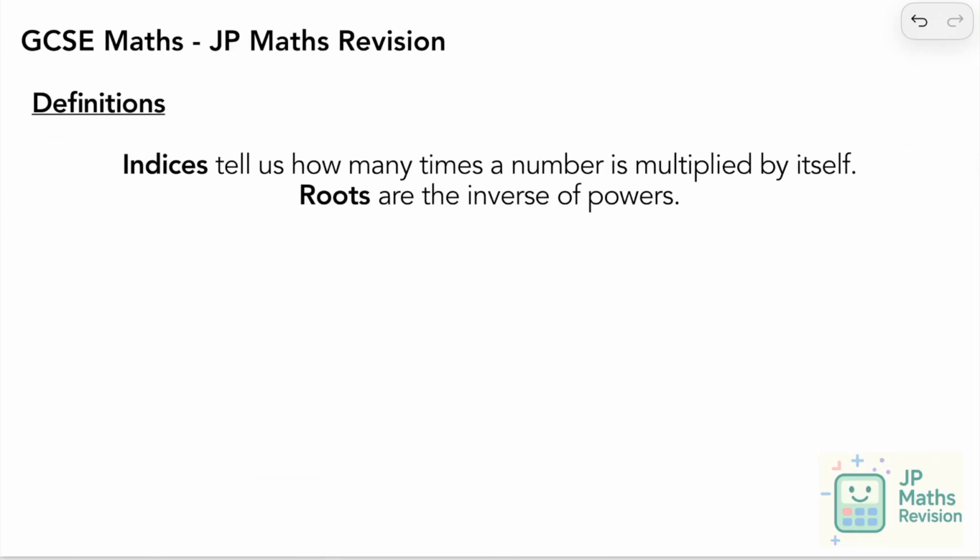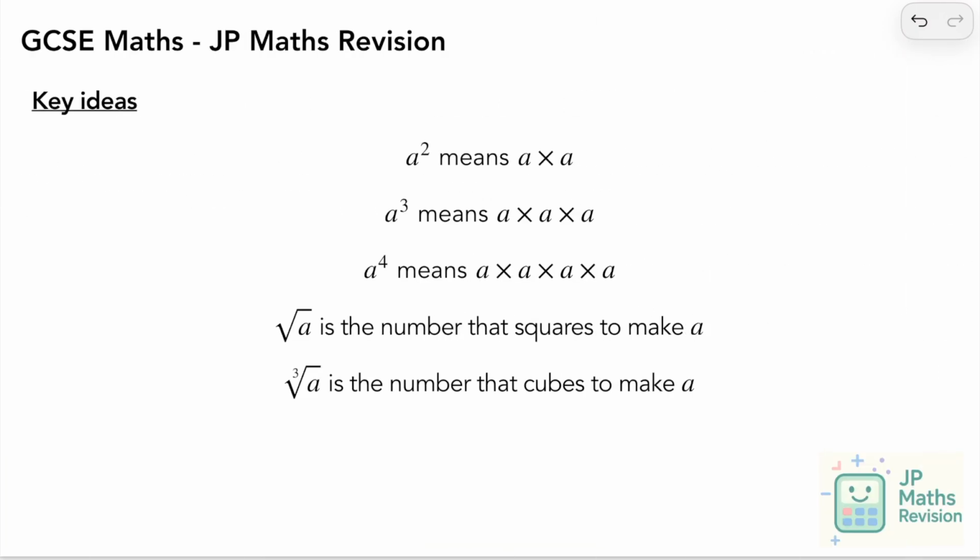So a few definitions before we get started. Indices tell us how many times a number has been multiplied by itself, and the roots are inverses of the powers. A couple of key ideas. If we have a to the power of 2, that's the same as a squared, which means we're multiplying a by itself, so a times a. If we have a to the power of 3, that's also known as a cubed, which means a times a times a, so we're multiplying a by itself 3 times.